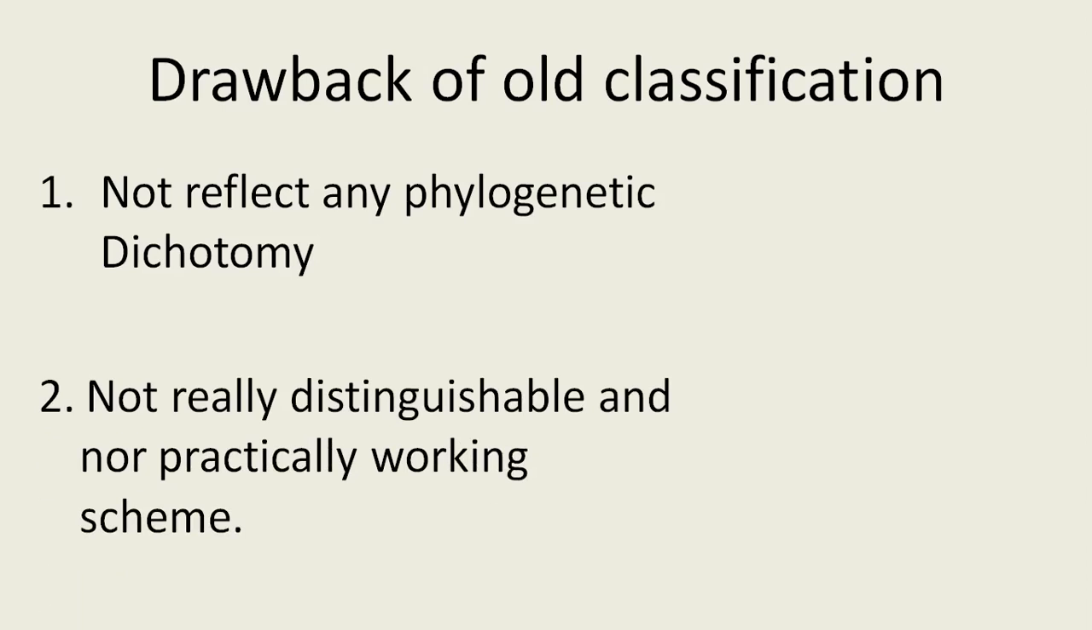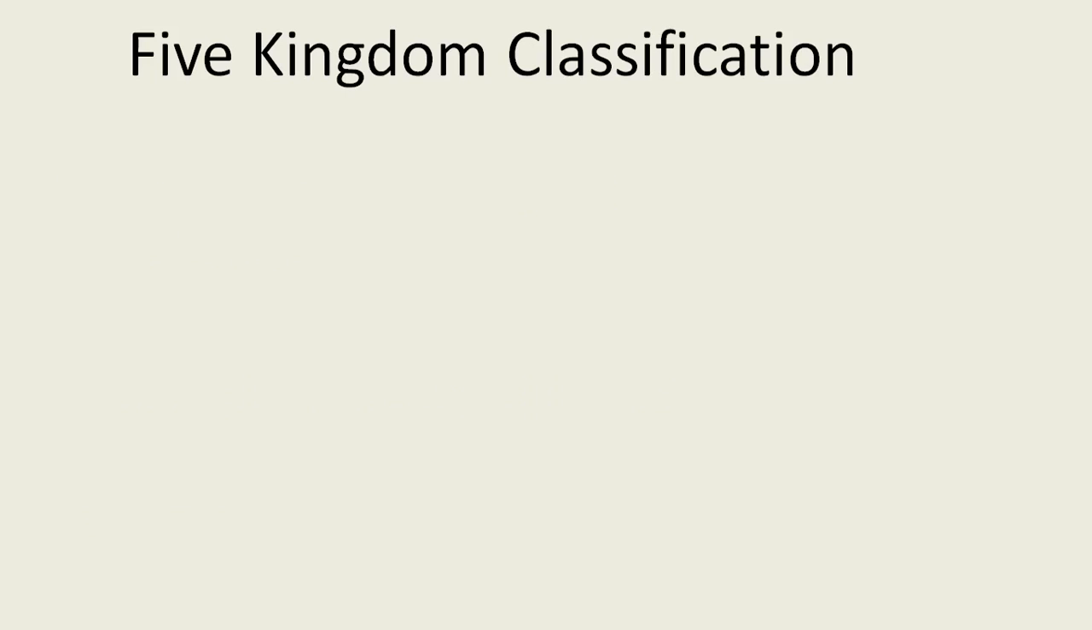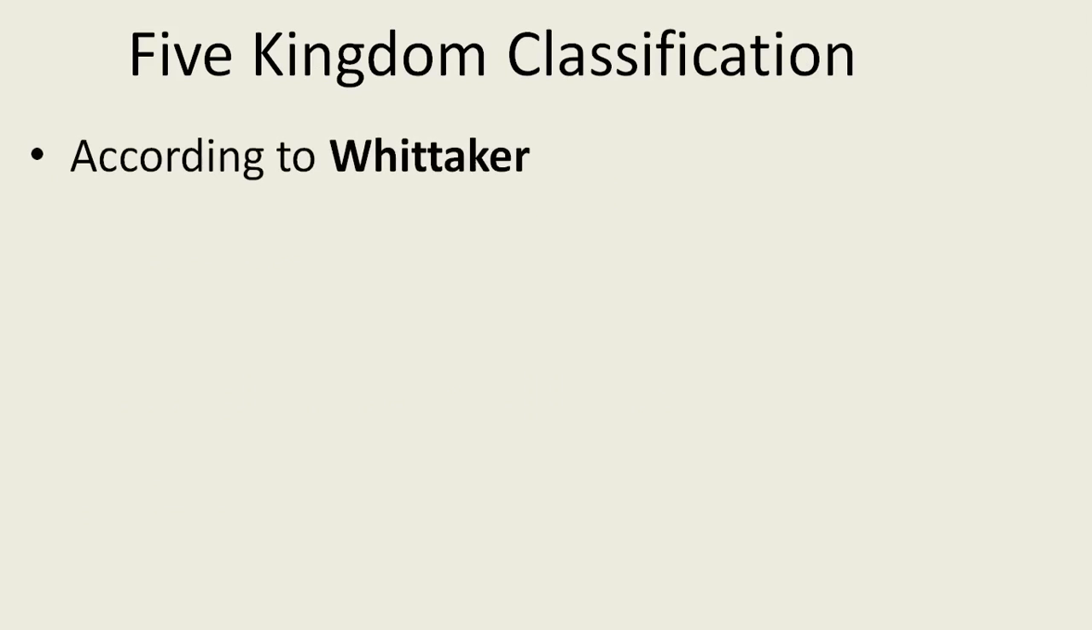Second, not all organism groups are really distinguished, and the scheme is not practically workable. Another drawback is that this classification system does not separate organisms very specifically and is not practically followed. The next classification that comes across is the five kingdom classification. Who is the man? Whittaker. According to Whittaker, the two kingdom classification is replaced by the five kingdom classification.